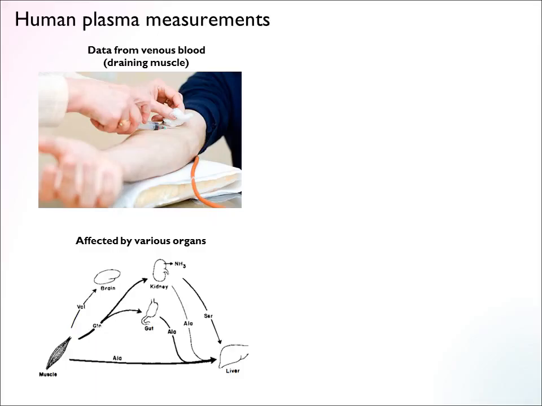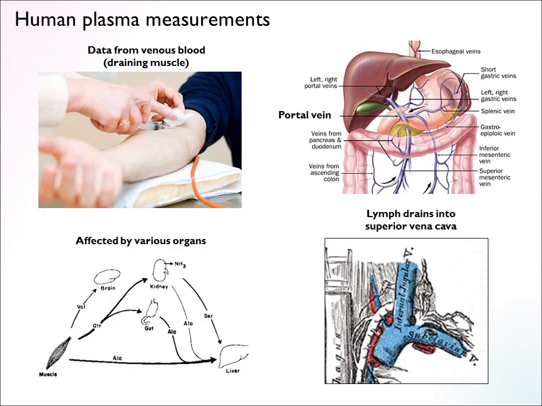Another issue with plasma measurements, which is not talked about so much perhaps, but I think it is important, is that this is a very particular type of blood. This is venous blood draining the muscle in the forearm. Put the needle in a vein, obviously. Arteries are not so easy to cannulate. And that's a very particular type of blood. So I think it's interesting and important to think about what nutrients are actually presented to tissues.